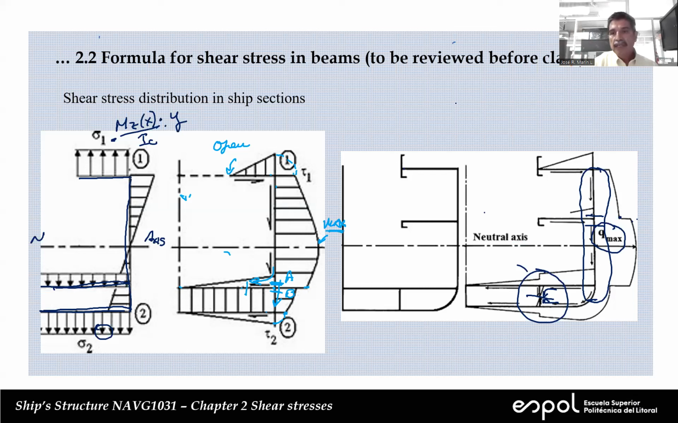Okay, if you integrate the shear stress here, you are going to obtain a force to the right. But on the other side of the ship, there's going to be another force pointing to the left, and the two will cancel. Similarly with the other deck, similarly with the bottom, similarly with the double bottom. Why? Because we have only forces acting in the vertical direction.